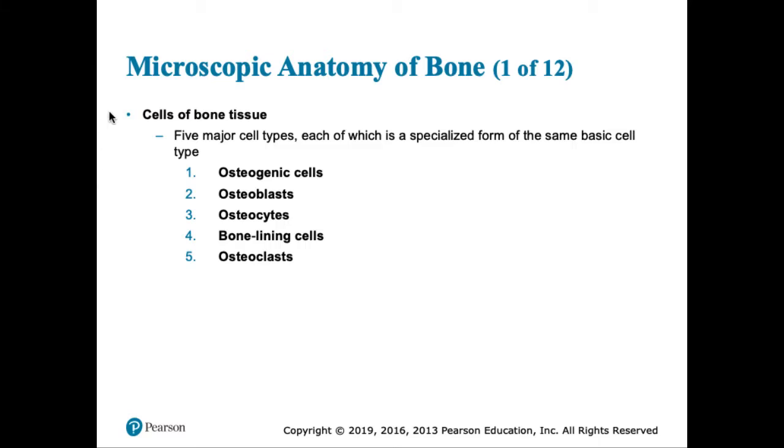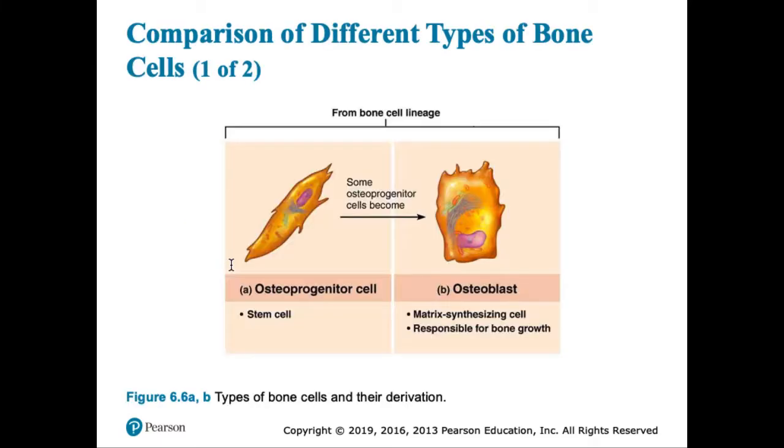When we're looking at the microscopic anatomy of bone, those are the cells of the bone tissue. There are really five major cell types, each specialized from some basic cell type. We have the osteogenic cells, the osteoblasts, the osteocytes, the bone lining cells, and the osteoclasts.